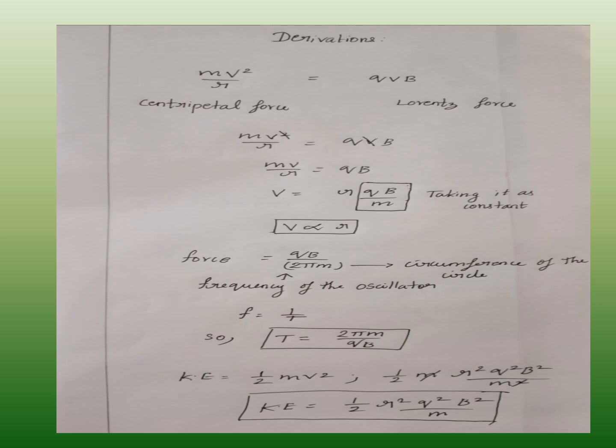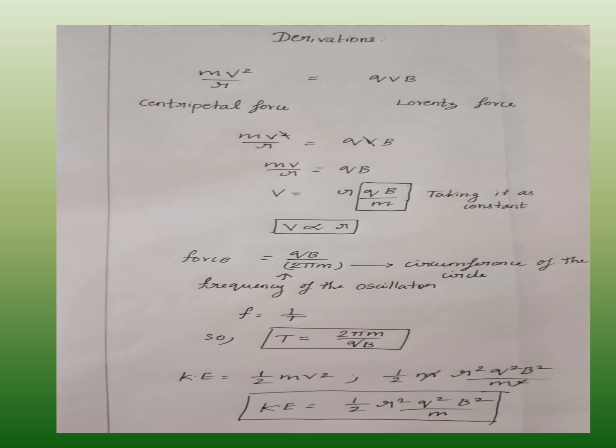Now, the derivations are given here. mv²/2r, the centripetal force, is equal to the Lorentz force, qvB. Then, cancelling v on both sides, we finally get v = r qB/m. If we take qB/m as a constant, we have v directly proportional to r. The frequency is f = qB/2πm.